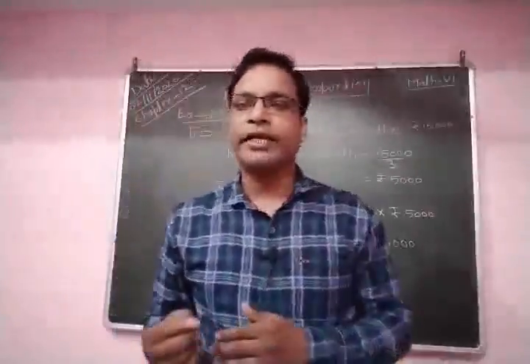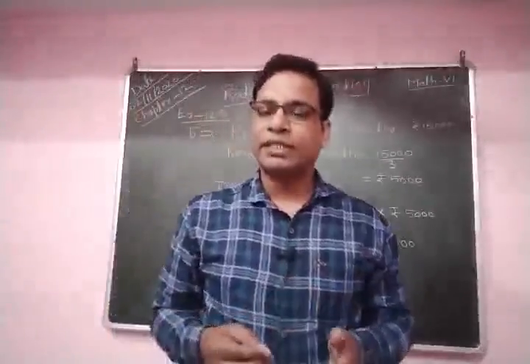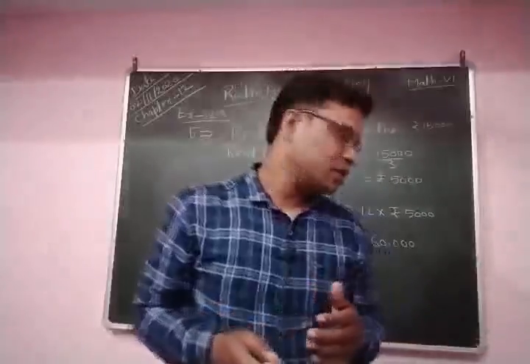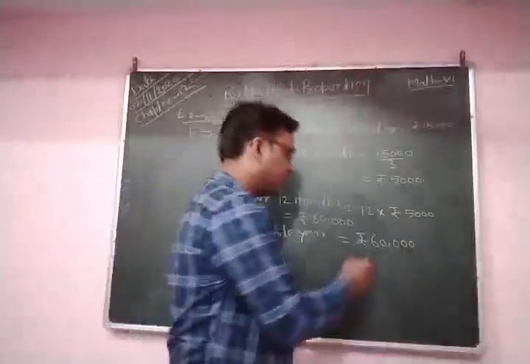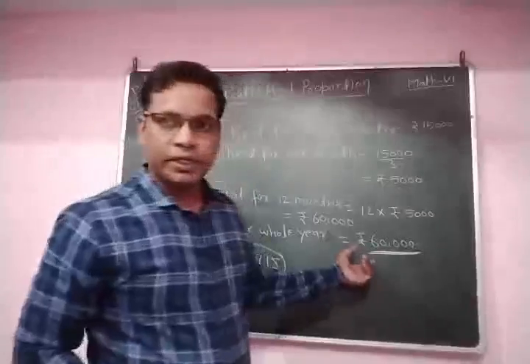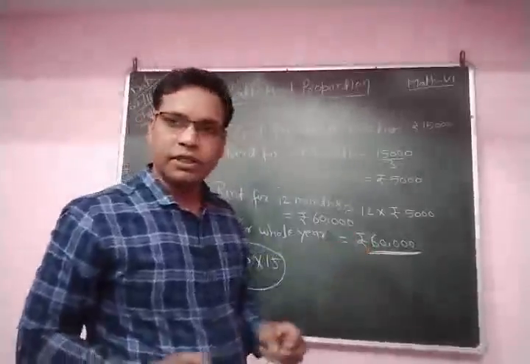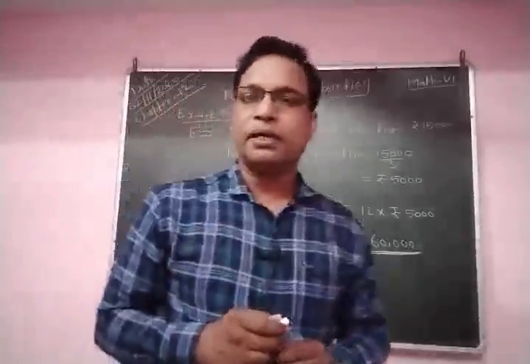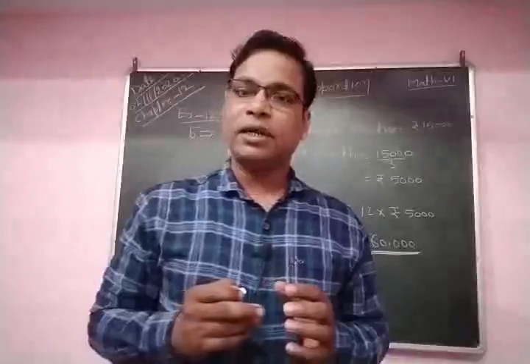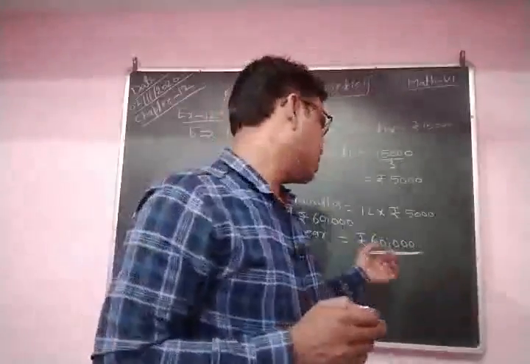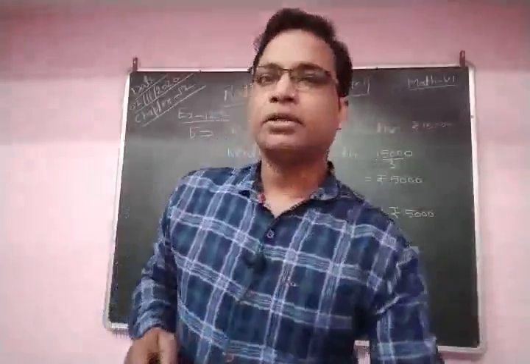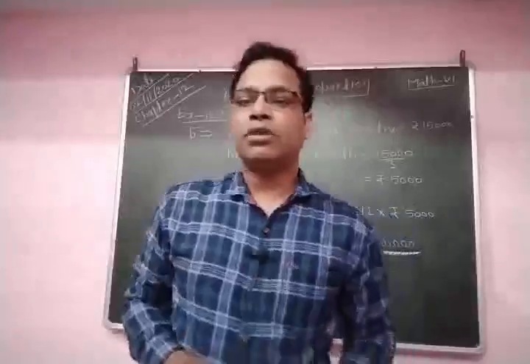Okay, similarly 18 months, 2 years, 3 years. For 5 years, rent for 5 years, how can you multiply? Here you can see the rent of 1 year is 60,000. If you need to find rent for 5 years, then you multiply 5 into 60,000. Clear? So students, come to the point.